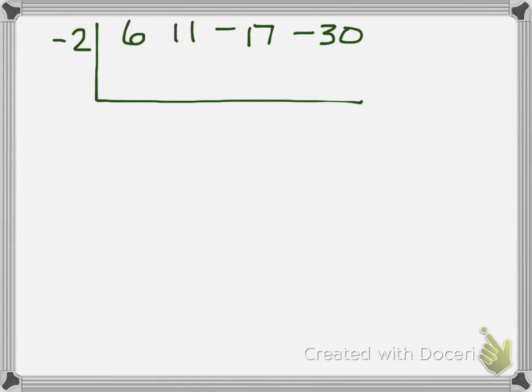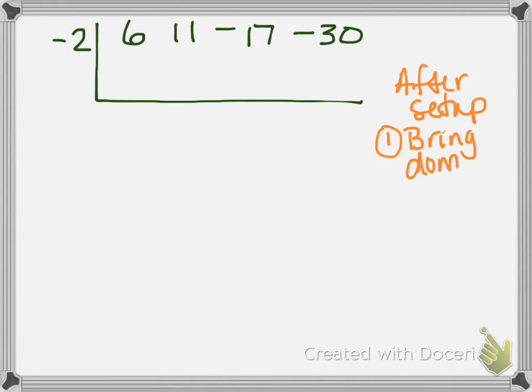After our setup, we have to bring down the first coefficient. So this is the procedure for solving it. After setup, which we just did, step 1: bring down the first coefficient. All I'm doing is dropping this 6 straight down to here.